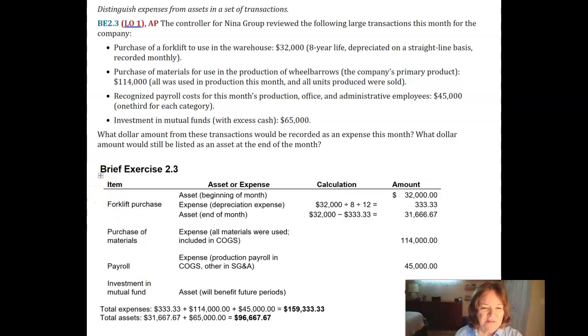Okay, this is brief exercise 2.3, and it's about the difference between an expense versus an asset. When you think of assets, the definition is that it's an economic resource to benefit the future. So that's what you're looking for.